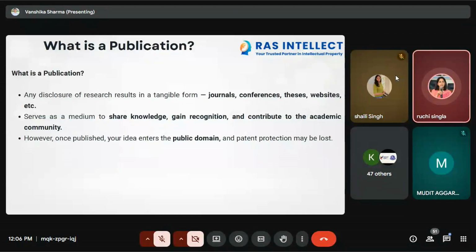But if you have not published yet, and you have this knowledge that yes, my idea can be protected in my name by going for a patent filing first, then it's preferred that you first protect your invention with patent filing, and then you go for the publishing of your work, right?